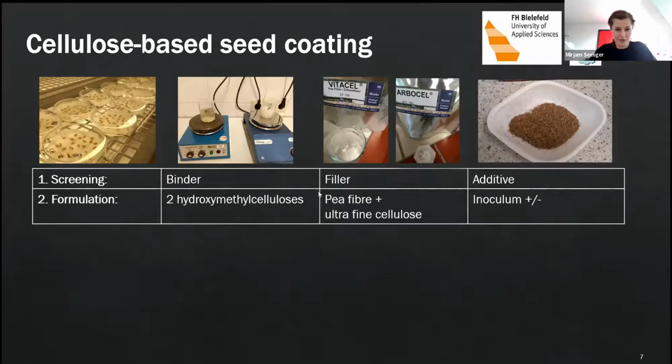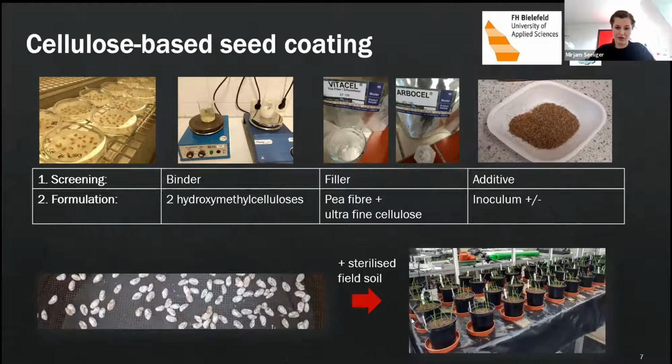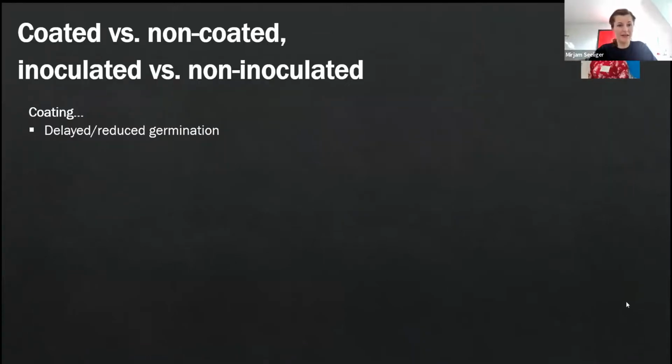And here we decided to use ultrafine cellulose and pea fiber. And then the additive, so the active compound of the seed coating in this case, of course, was the inoculum. Although we didn't have a pan coater, we came up with quite nicely coated seeds. And since we wanted to exclude the competition factor, we used sterilized field soil from the same plots where we conducted all the field trials, and filled this in pots, and did a small greenhouse pot trial, which was conducted by a master student, Han. And here we compared coated versus non-coated, and inoculated versus non-inoculated.